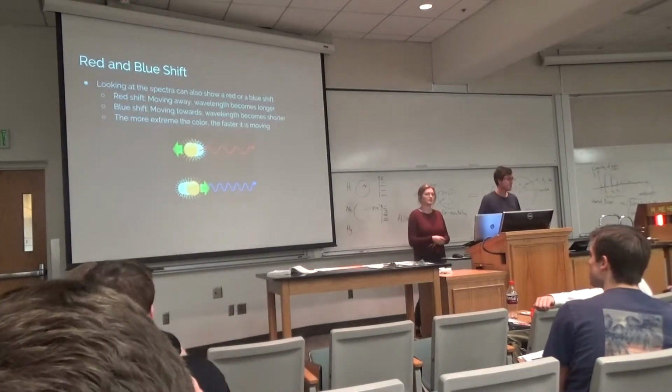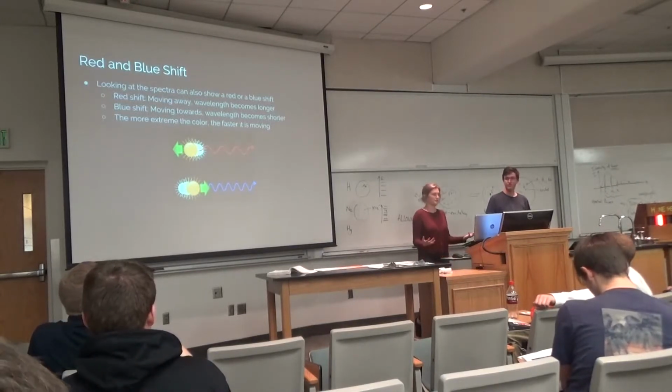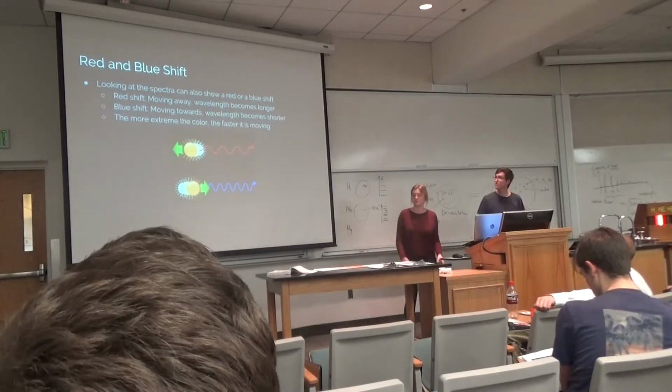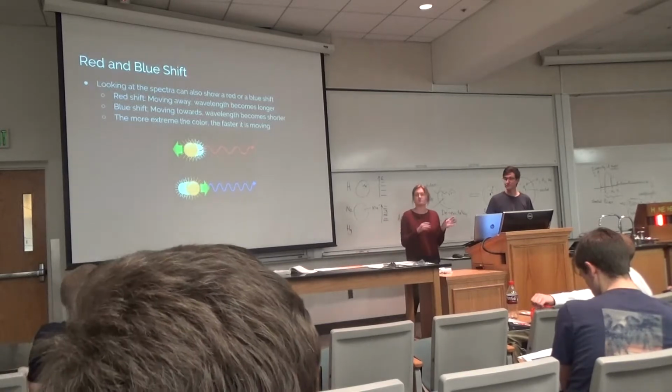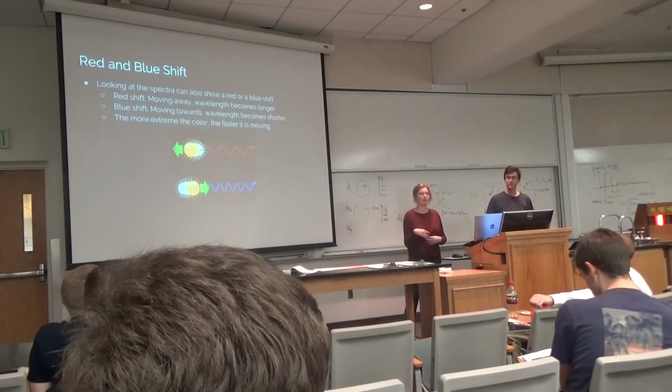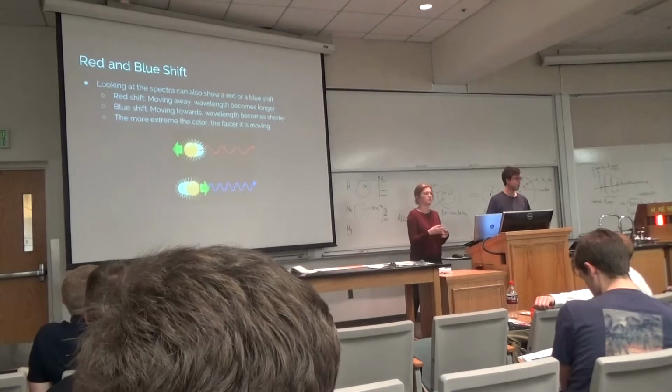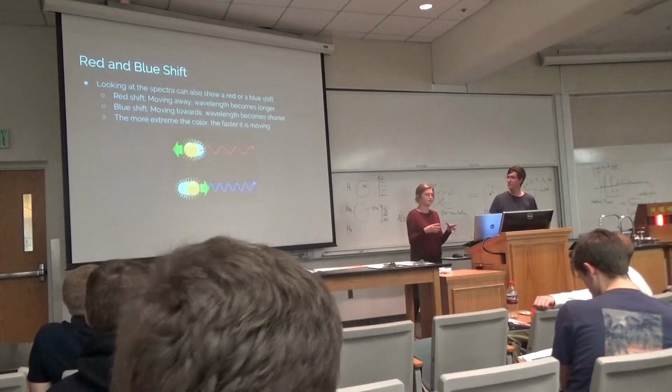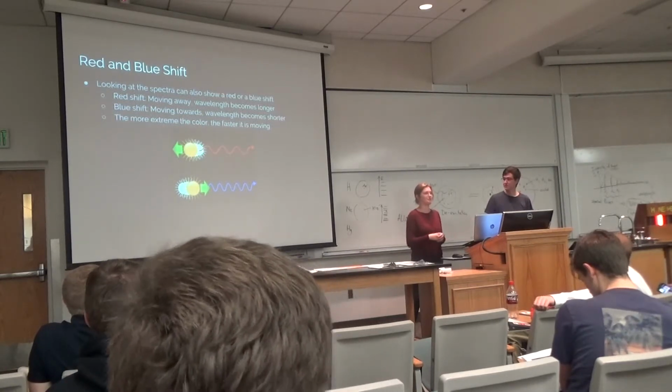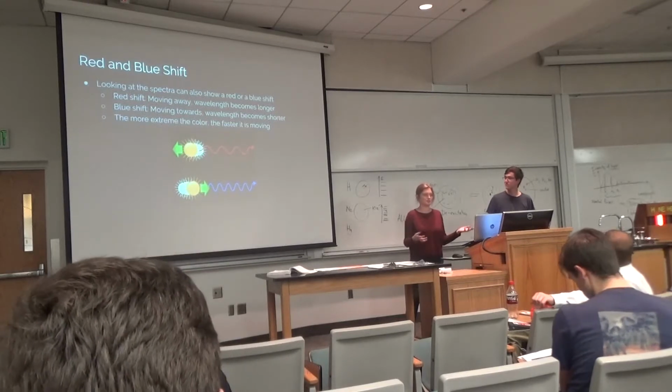Looking at these, we can see the red and the blue shift, the Doppler effect, if you will. A red shift means that the star is moving away from you, and it also correlates to the speed. The more intense the red is, the faster it's moving away from you, and the less intense, the slower.